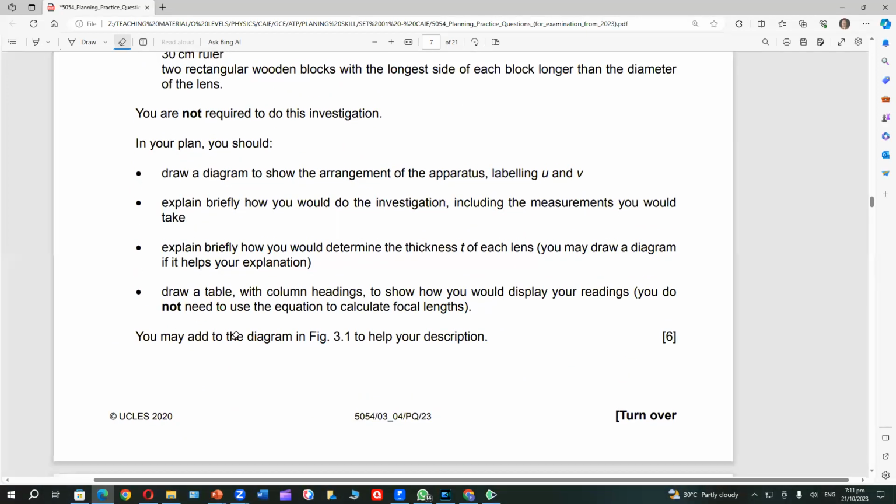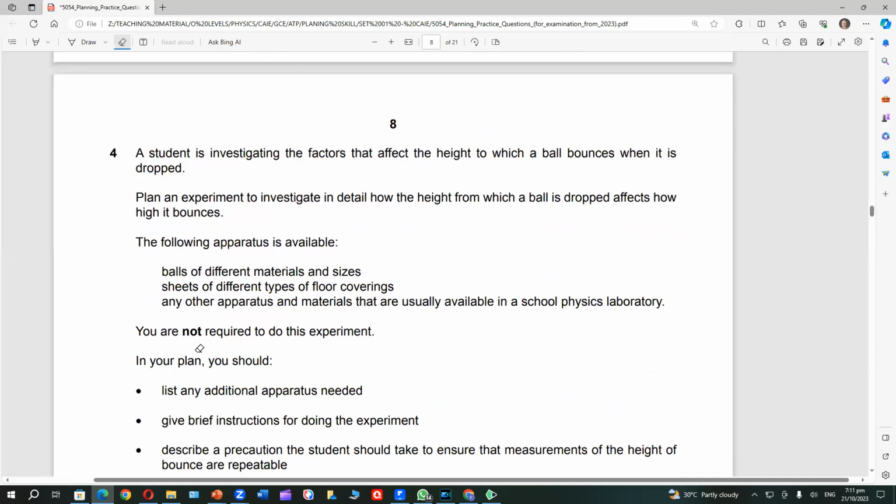Explain briefly how you would do the investigation. Explain briefly how you would determine the thickness of each lens. You may draw a diagram if it helps your explanation. Draw a table with column headings to show how you would display your readings. You do not need to use the equation to calculate focal length. He says on figure 3.1, you can draw on figure 3.1 also.